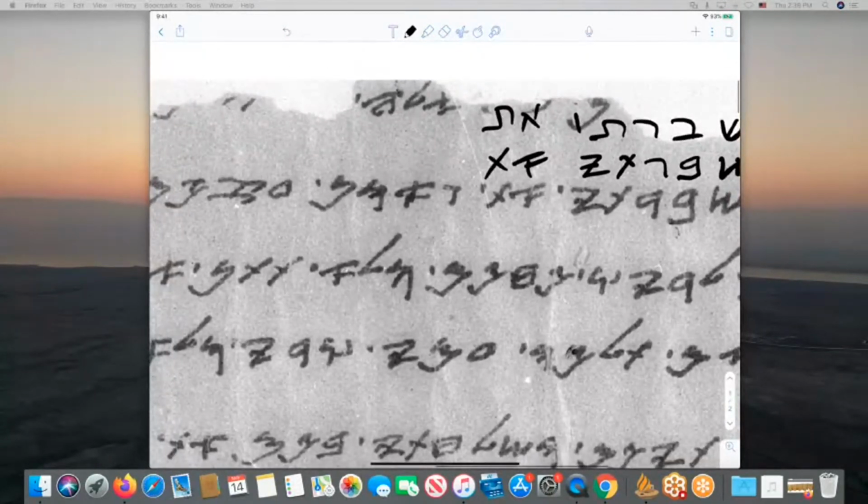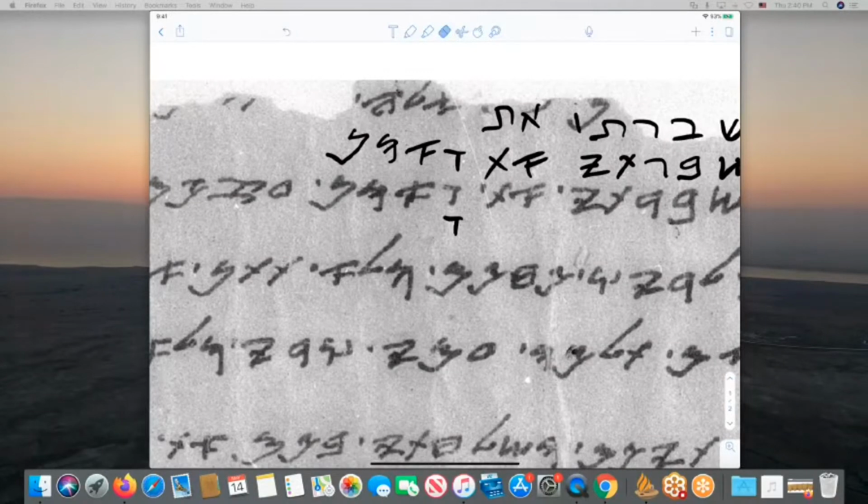Now, a neat thing here is we have a gimel. And look at this little gimel. It looks almost like a little dalet, but it's a g. Then we have another aleph. Then we have a vav. And this is a nun.